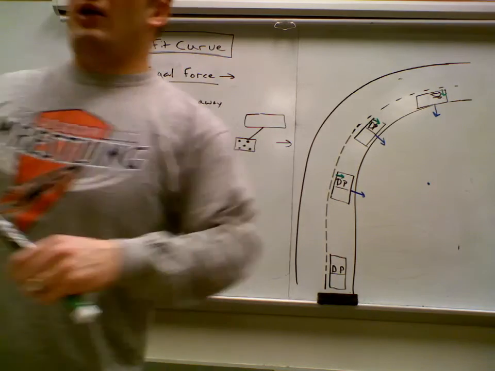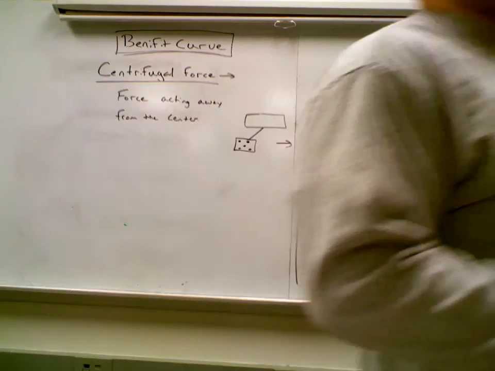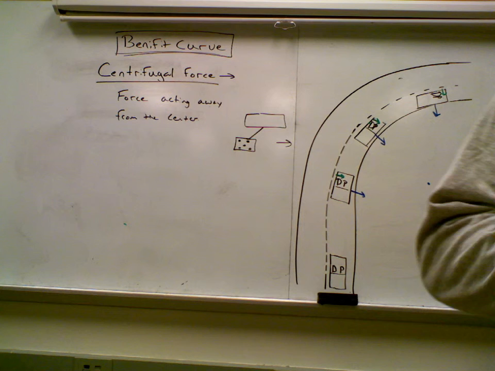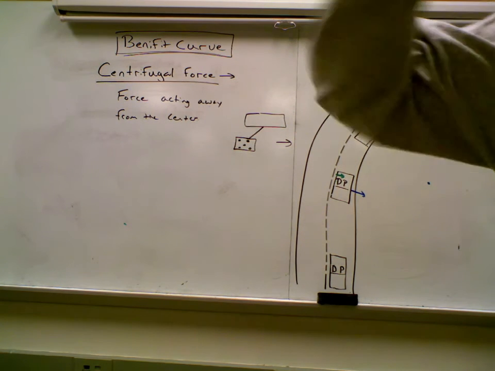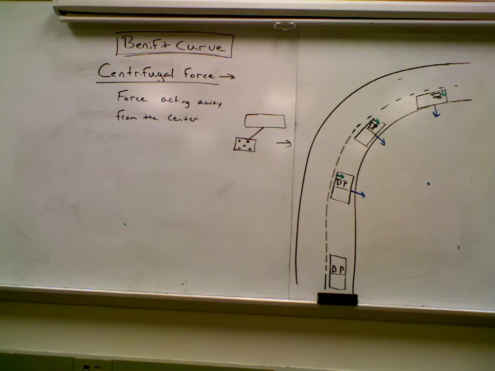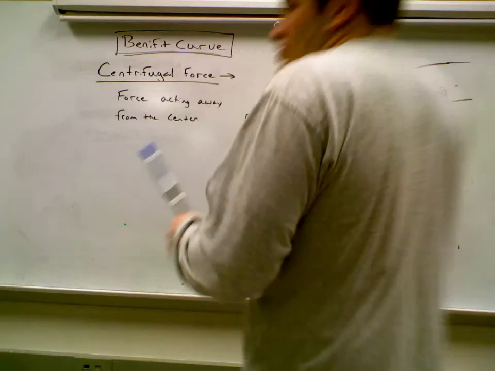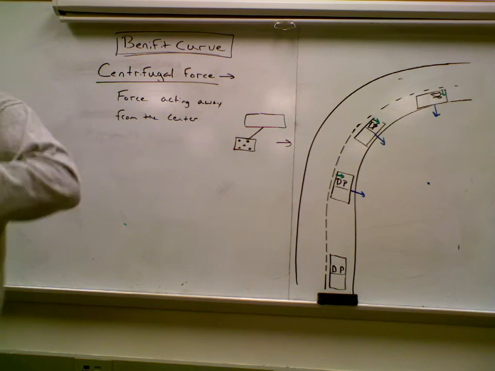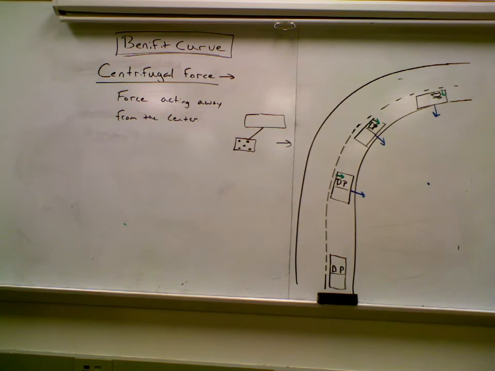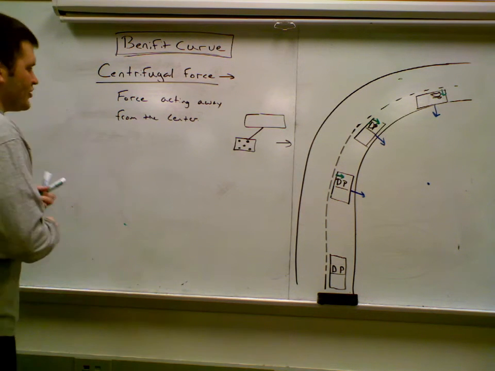Now, from what we've learned about physics, are forces choosy about when they act? Or is there one rule that governs everything? One rule, right? Newton's three laws of motion. There's actually three rules. They govern everything, right? So this centrifugal force can't just act sometimes and not act other times. It has to act all the time, right? That's why the centrifugal force is called a fictitious force.